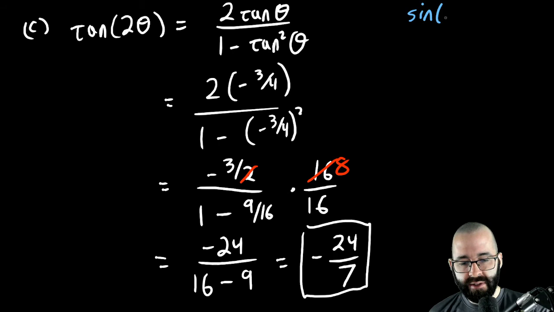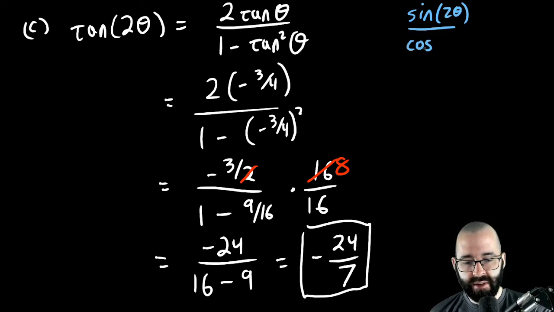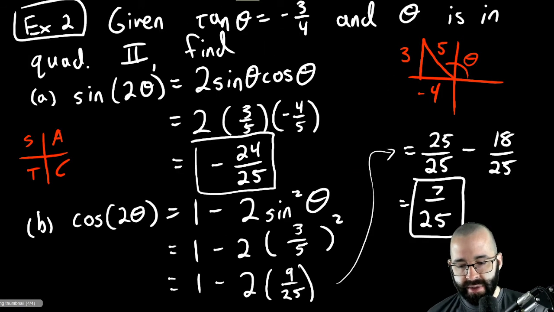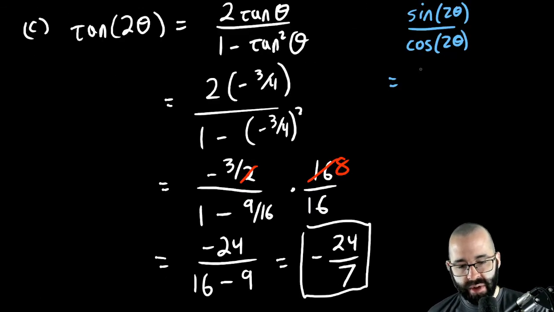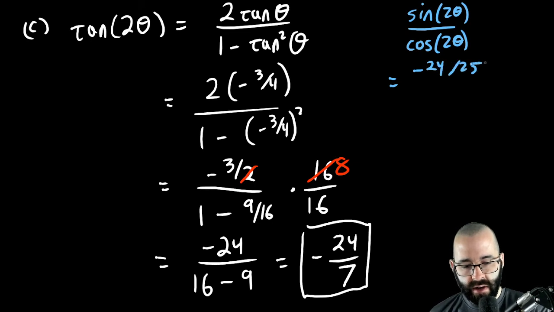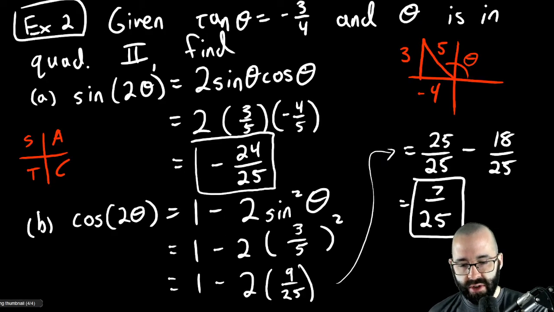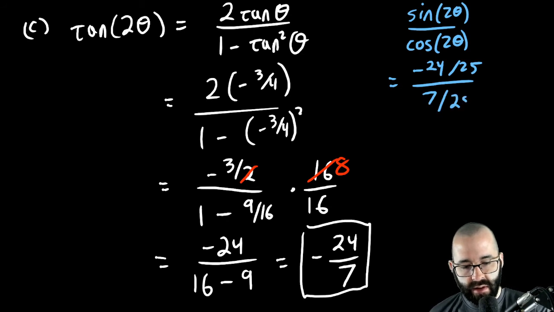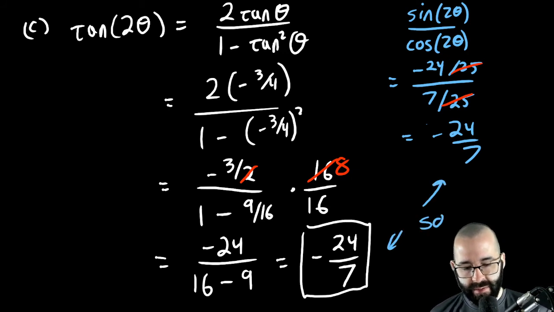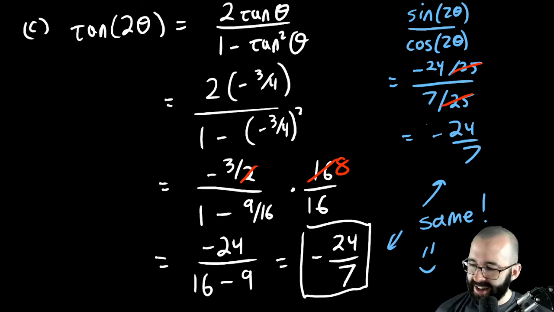It should also be sine of 2 theta divided by cosine of 2 theta. Tangent of any angle is the sine of that angle divided by the cosine of that angle. And sine, we said, was negative 24 over 25. Cosine, we said, was 7 over 25. The 25s cancel, and we get negative 24 over 7. Oh, great. The formula worked. These should always be the same. All right. That's the double angle formula.